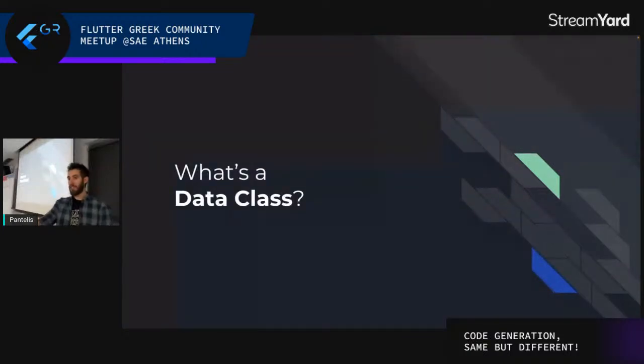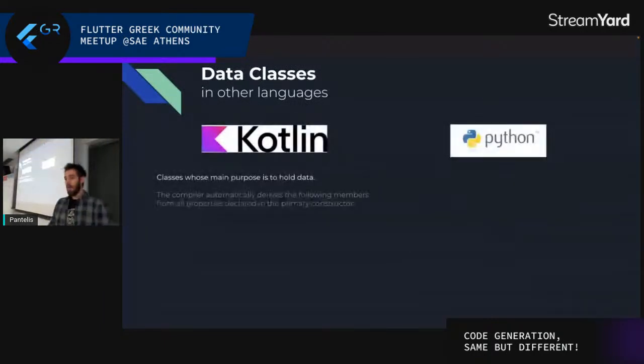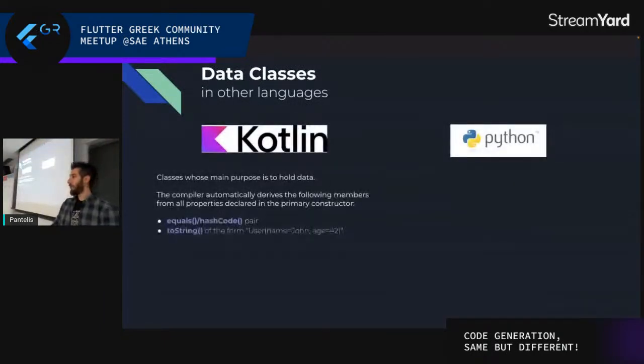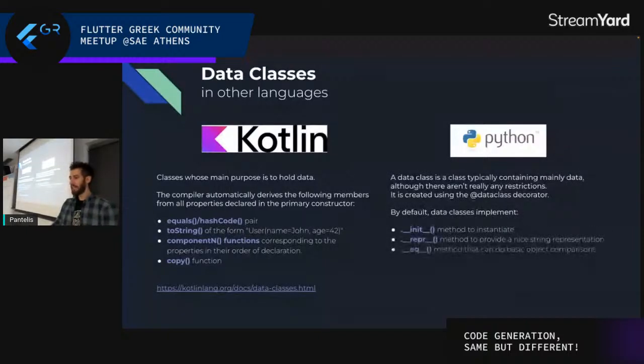So let's take, for example, other languages, like Kotlin or Python, where data classes have one main purpose, and that purpose is to hold data. Of course, the data classes come with a primary constructor and some default methods, like equals and hash code checking, string representation, and, for example, in Kotlin, we have other functions like component and copy as well.